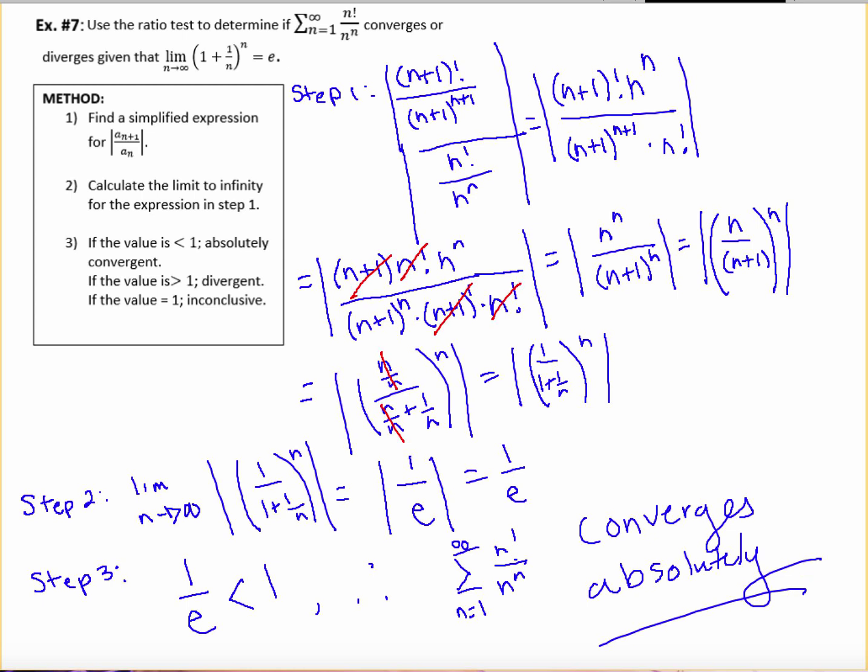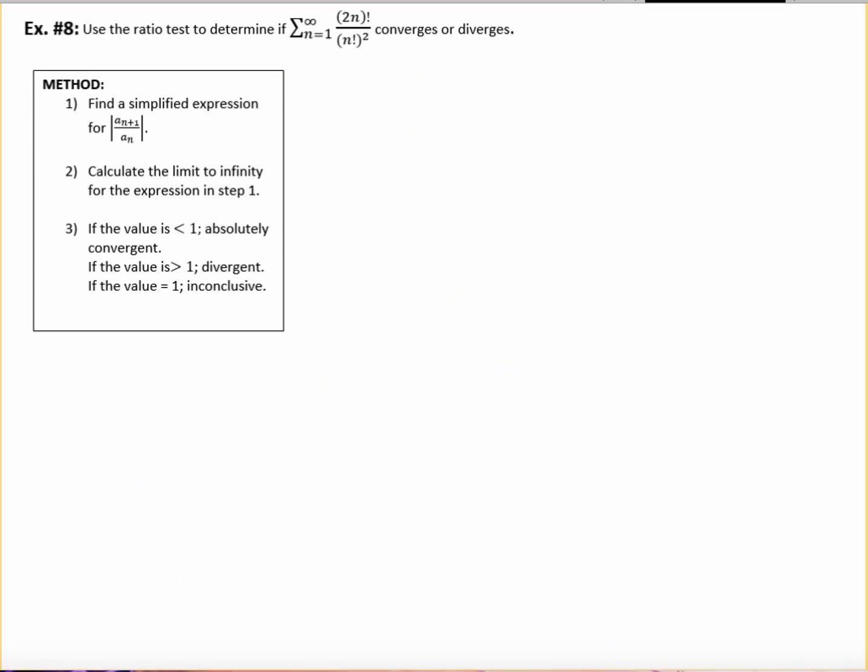All right, we have only one more left and then we'll be done here today. So let's go ahead and check out example number 8. We are going to use the ratio test to determine if this sum converges or diverges. So as usual, we're going to start with step 1 and find the simplified expression for our quotient.